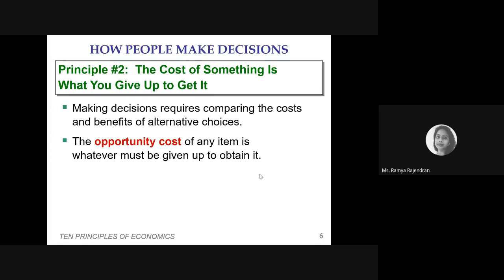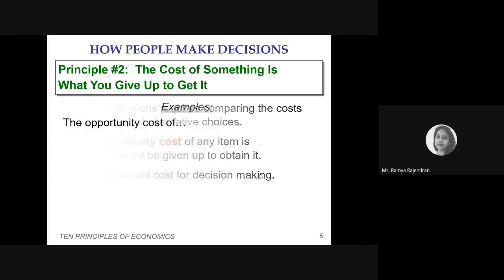So whatever you could have earned by going for a job after grade 12 is your opportunity cost. You sacrificed that in addition to paying your fees, right? So that is your opportunity cost. You have to really consider that for decision making. It's not only about the fees that you have paid for the course.